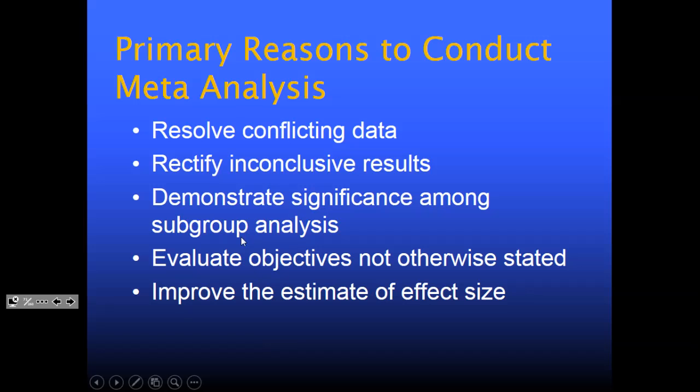Inconclusive results demonstrate significance among subgroups. So maybe in different subgroups, you've got different populations. So again, we like meta-analysis, but as I mentioned before, the more things you look at, the more you combine, the more you interpret, the more likely you are to have bias and more likely to have the impact of chance.